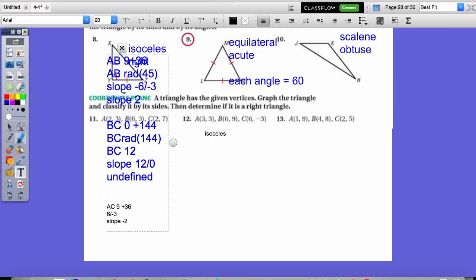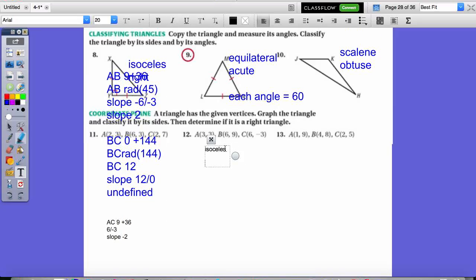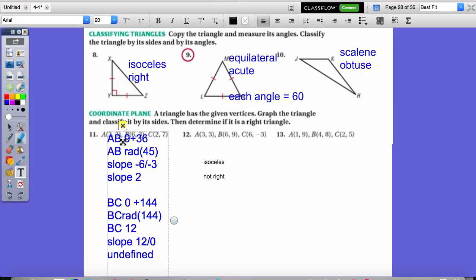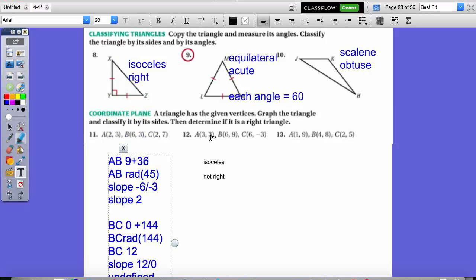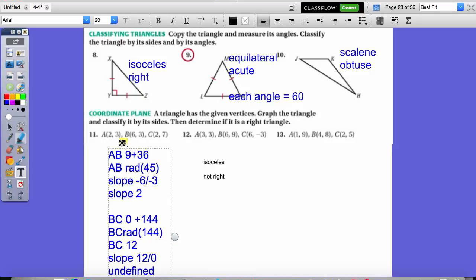One is a positive 2, one is a negative 2. That's not reciprocal, so it's isosceles, and it's not right. I'm going to just double check that real quick because there was a lot of work there. So that was 3 minus 6 is negative 3, 9, 3, and okay, so that looks correct.